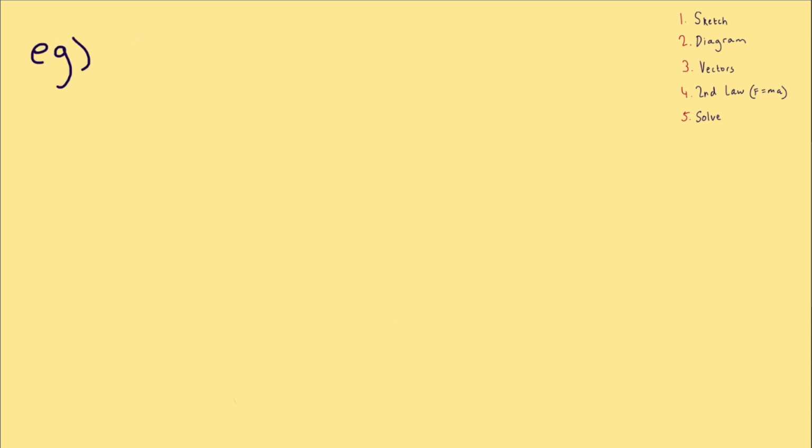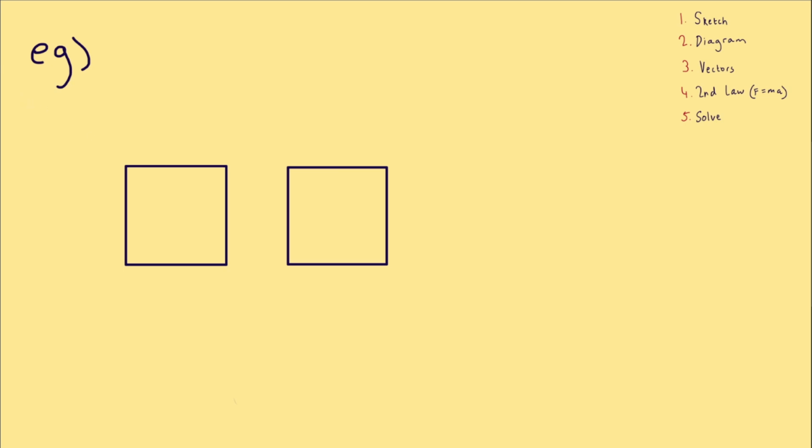Here's the example. You have two tubs of ice cream, and these two tubs are connected by a cord. The second tub has an extra piece of string hanging off the edge. We're going to label these tubs. This is tub B, this is tub A. Tub B is 6 kilos and tub A is 5 kilos. If we pull on this string here with a force of 40 newtons, what is the acceleration of these two tubs?